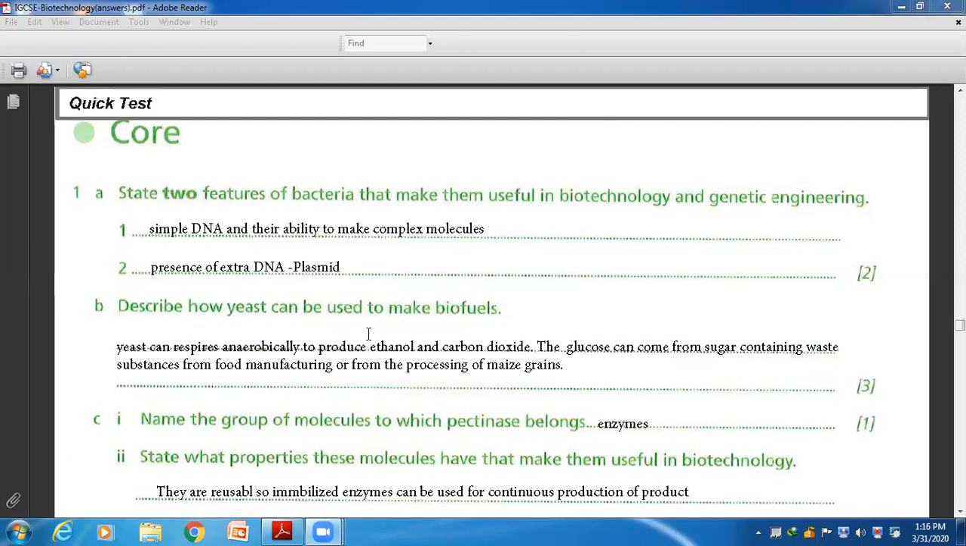Describe how yeast can be used to make biofuel. So I told you yeast can respire. Yes, reproduce very fast, very good, right? So yeast can respire anaerobically to produce ethanol and carbon dioxide. The glucose can come from sugar-containing waste substances from food manufacture or from the processing of maize grain, barley grain. You expose that glucose to yeast, so they will produce ethanol, right? So this is the answer of the question, describe how yeast can be used to make biofuel.